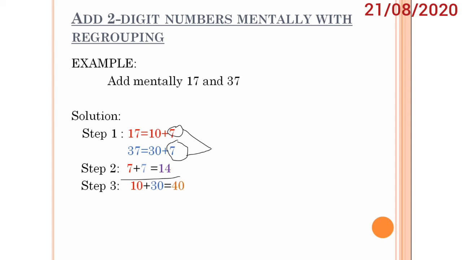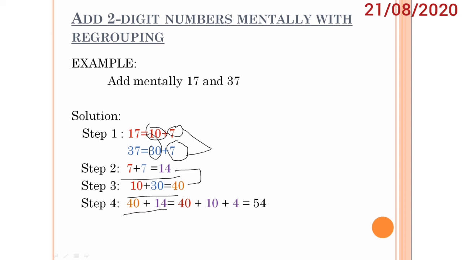Next, step number 3. We have to add the tens of the two numbers mentally. That is 10 plus 30. 10 plus 30 is how much? 40. Now step number 4. We have to add the sums from step 2 and step 3 mentally, and we have to regroup if we need. That is 40 plus 14.